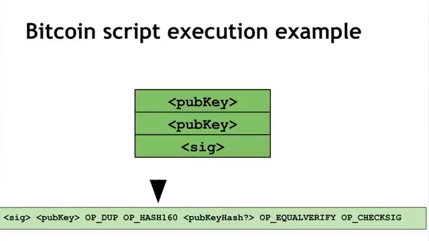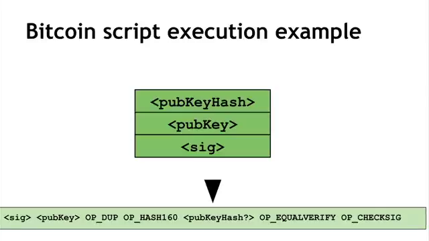The next instruction, hash 160, says take the top value on the stack and compute a cryptographic hash of it. So this top value is going to be converted from the public key into a hash of the public key.